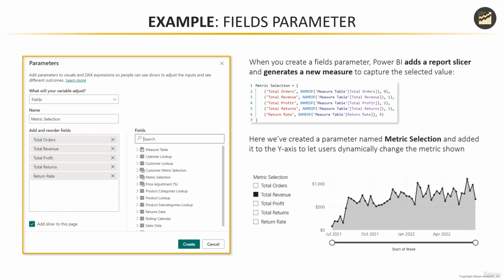So in the example we're looking at here, we've created a new fields parameter called metric selection, containing 5 different measures from our model: total orders, revenue, profit, returns, and return rate. Then what we've done is added that as a slicer on our report page and to the y-axis of our chart, which essentially lets users dynamically change which metric is shown in the visual. Pretty straightforward, but a really nice way to make your charts and graphs a bit more dynamic. So let's go ahead and jump into Power BI and try to create a fields parameter like this for ourselves.